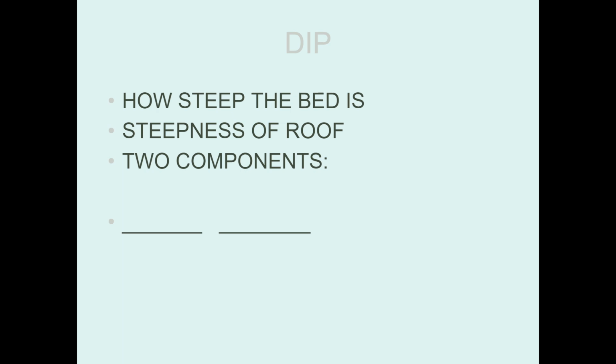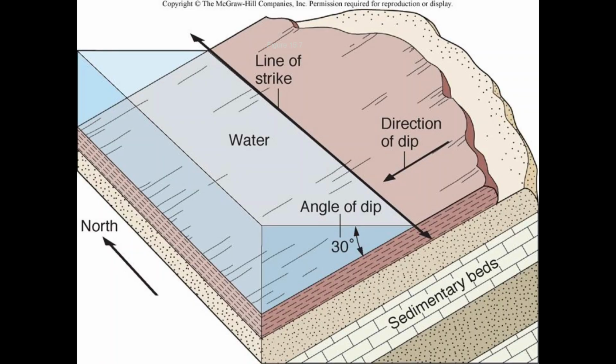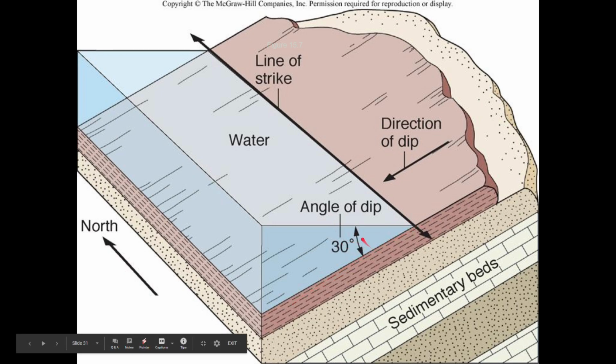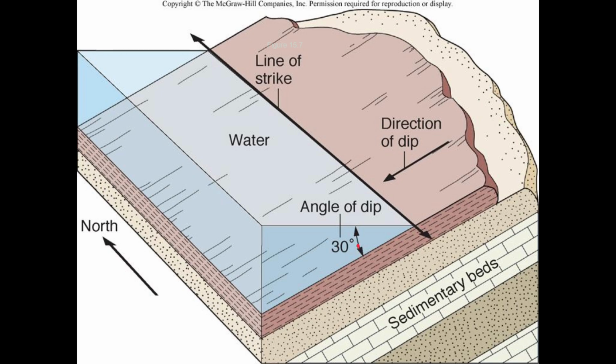So there's two components to how we measure dip. One is the angle, and the other is direction. So this rock bed is dipping 30 degrees from the horizontal, and it's dipping towards the west.